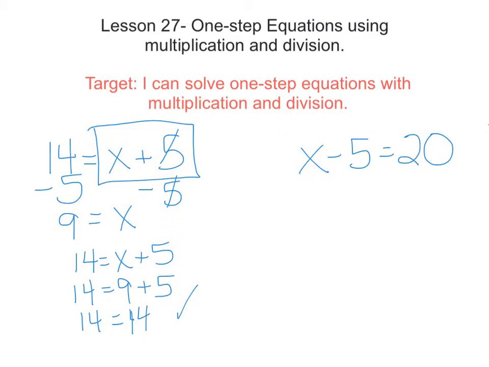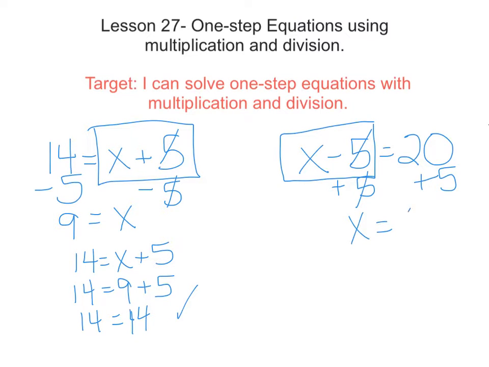Let's take a look at the subtraction. And again, we want to find the side of the equation that has the variable that we are looking to get by itself. So here we have x minus 5, and we want to look for the opposite of minus 5, which is plus 5. And we're going to add 5 on both sides of the equation, on the equal sign. Plus 5 minus 5 cancels to 0, which leaves us x.